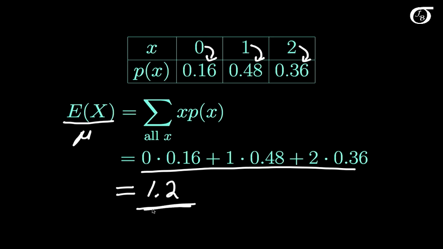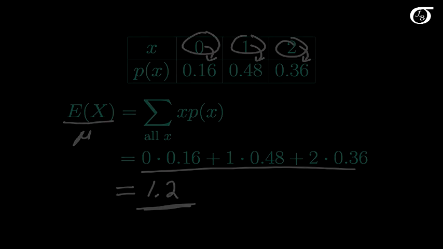Now note that this 1.2 is not one of the possible values of x. When we say the expectation of x, we're not saying a value of x that we would expect to get. We are talking about its expectation, the theoretical mean of the random variable x.